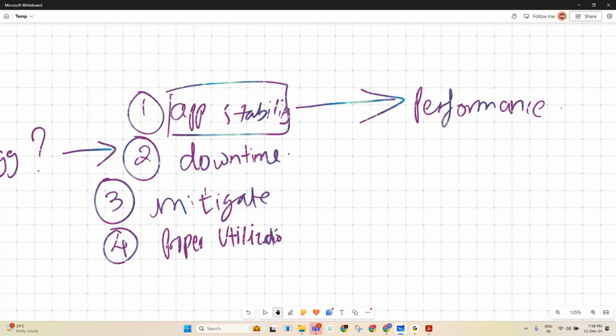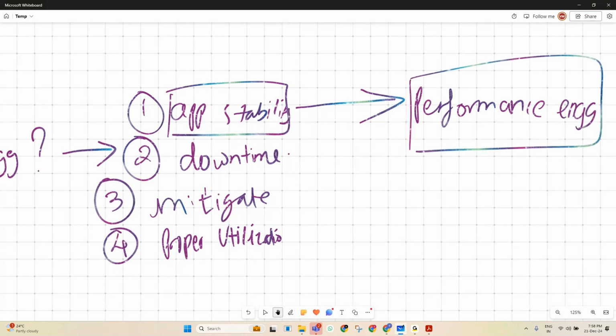So the question again: let's say I want to understand application stability. Can I understand that application stability using performance engineering or testing? If you understand the root, yes, we can.